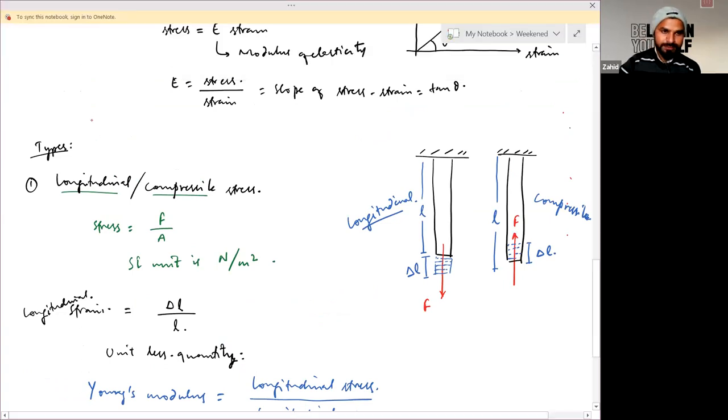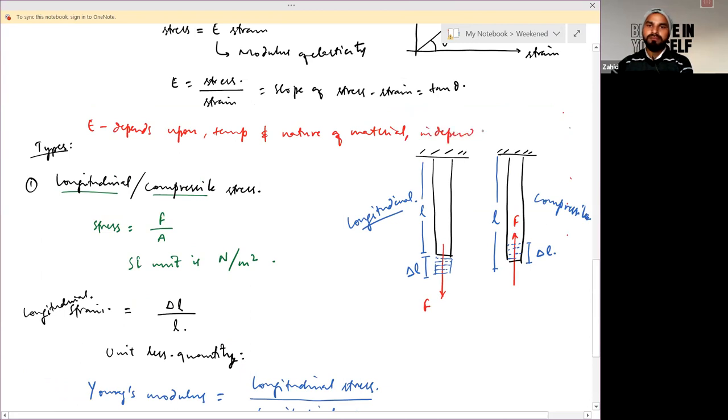So you may write here: E depends upon temperature and nature of material. It will be independent of dimension of body, independent of dimension or deformation produced.